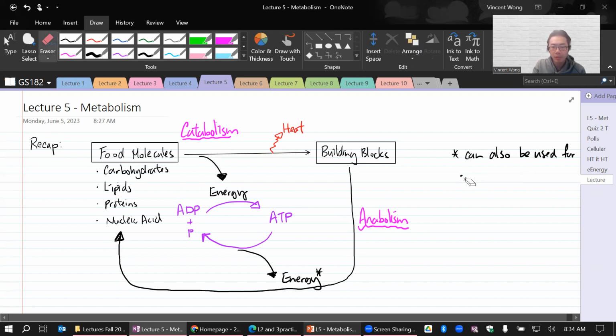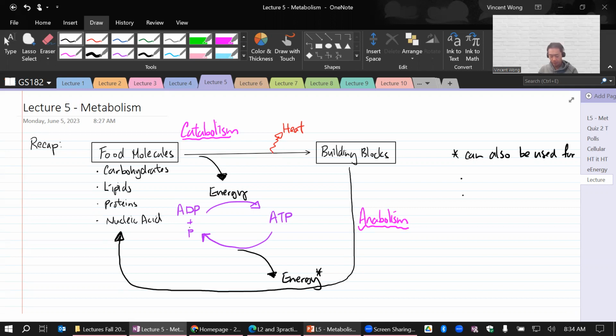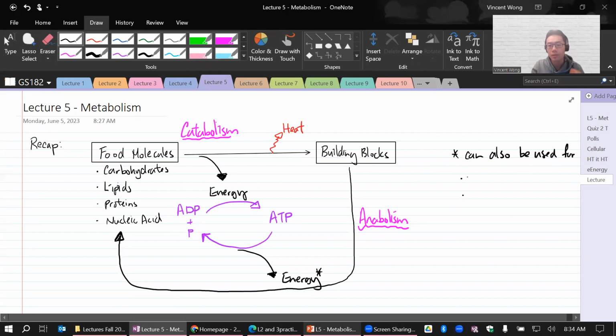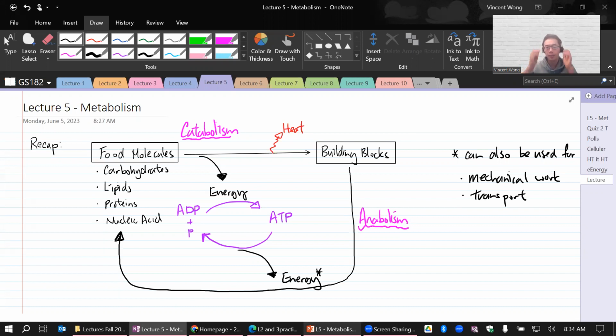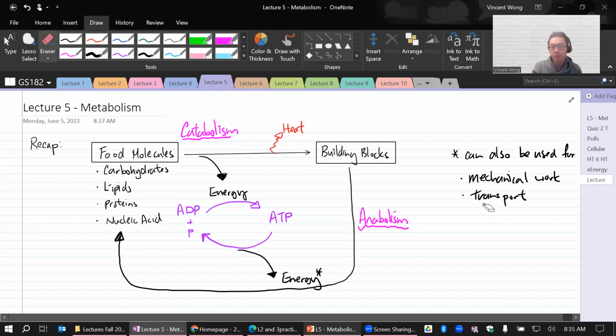Can also be used for. Do you guys want to remind me what we can use it for? We can use it for chemical reactions, and there are two more things that we mentioned before. Mechanical work, transport. Yep. So I hear mechanical work and I hear transport work. Both of them are correct. Okay. So mechanical work are like movements, right? And transport as in active transport. Right? So examples of active transport include things like bulk transport, protein pumps, right? So that's what this is.